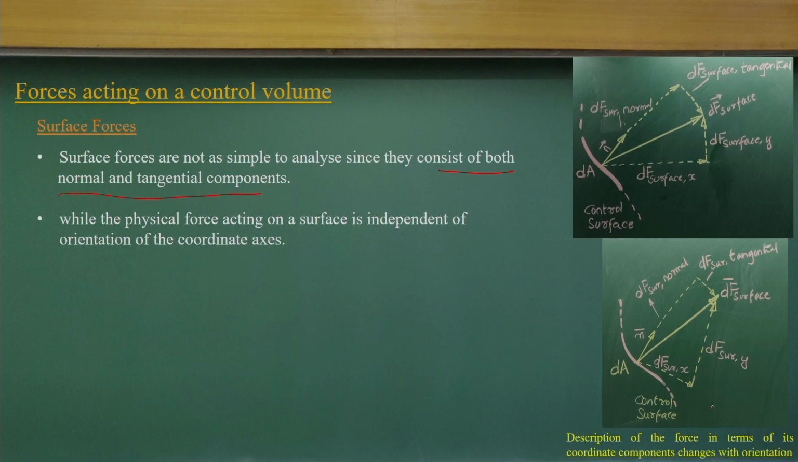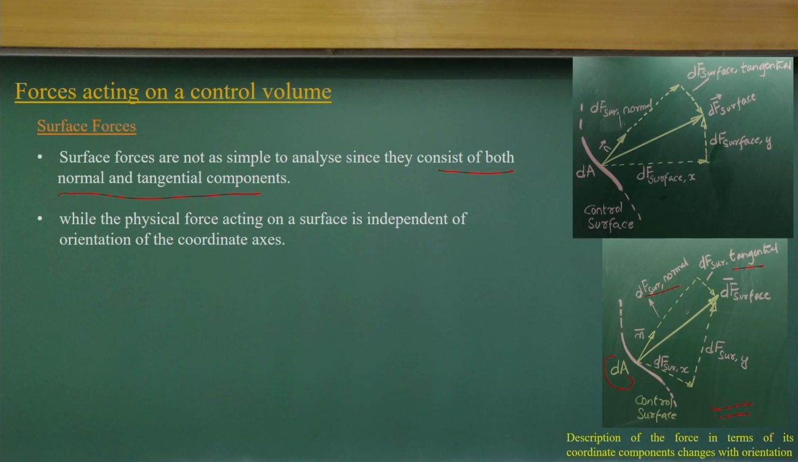Let me take this figure, which is very interesting. It shows a control surface having the area dA, and n is the normal vector. If a force is acting at an angle, then this force can have two components: one normal, another tangential. The control surface can have any orientation, and over that you have a normal vector, normal to the control surface.